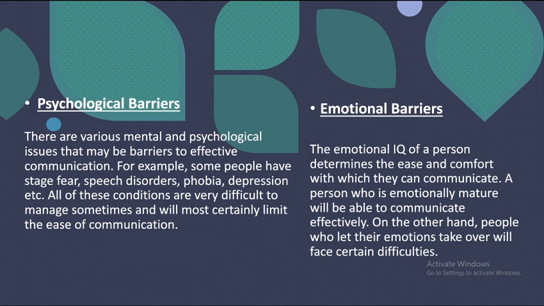Here we have another type of barriers, which is emotional barrier. The emotional IQ of a person determines the ease and comfort with which they communicate. A person who is emotionally mature will be able to communicate effectively. On the other hand, people who let their emotions take over will face certain difficulties.